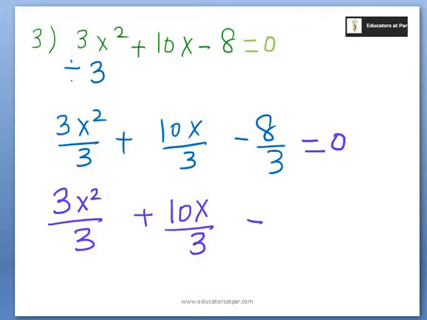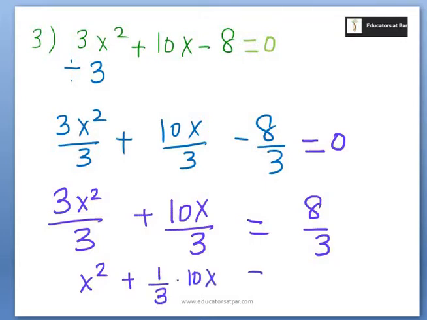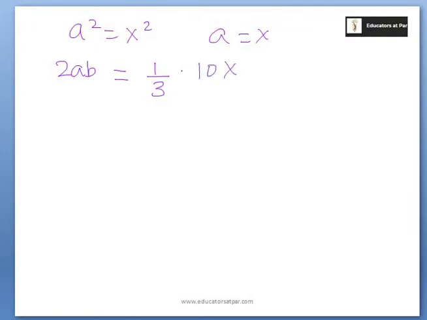That goes to the left side, it becomes positive 8 by 3. 3 divided by 3 is 1, so x square plus 1 by 3 times 10x equal to 8 by 3. Let us compare it with a square plus 2ab. So our a square is x square, so our a is x, and our 2ab is 1 by 3 times 10x.